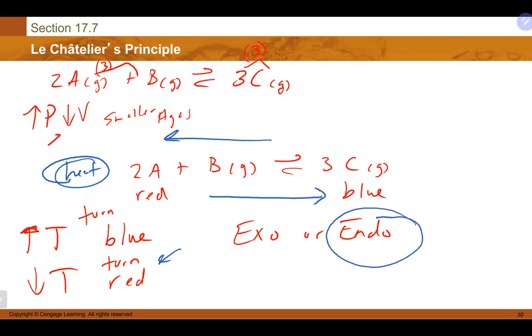Use your observations. If you throw your test tubes on ice or in a hot water bath and see changes in colors, if you have that ability to see that in the reaction, you can actually determine if it's exothermic or endothermic by your observations. By the way, both observations agreed with each other, and that usually should happen as well. Any questions on Le Chatelier's principle there?